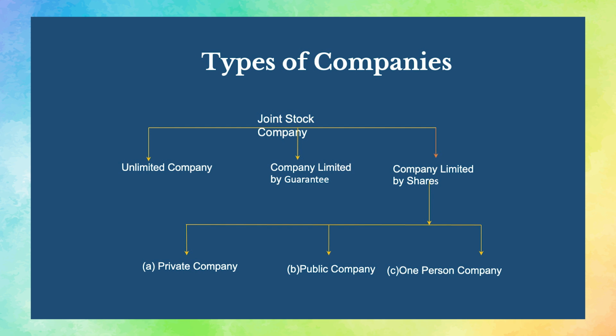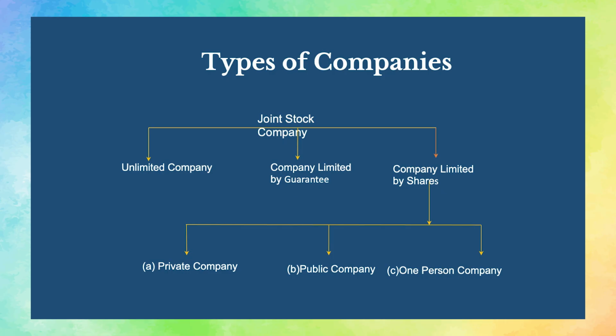Unlimited company. Unlimited company is a company where there is no limit on the liability of its members. It means when a company suffers losses and the company's property is not sufficient to pay off its debts, the private property of its members will be used to meet the claim of the creditors. Company limited by guarantee. The liability of the members is limited to the extent of the guarantee given by them in the event of the winding up of the company.